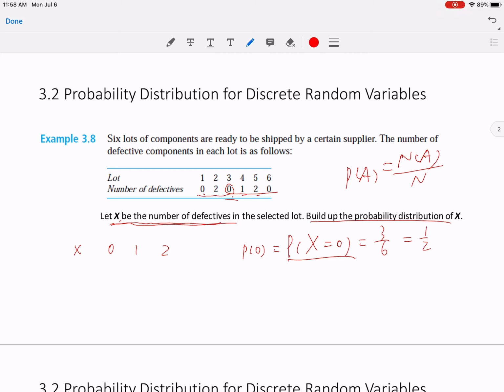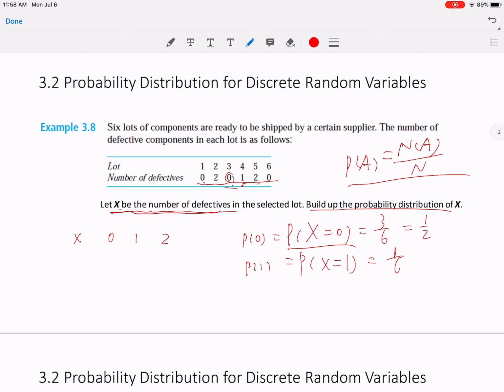And then let's take a look at the P of 1. P of 1 is equal to the probability of x is equal to 1. Now, let's just think of this formula over here. How many 1s do we have? We get only 1 over here. So that would be 1 over 6, and we don't have to simplify it.